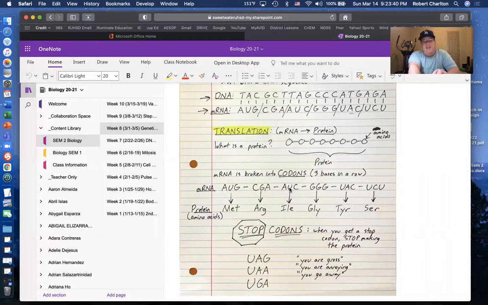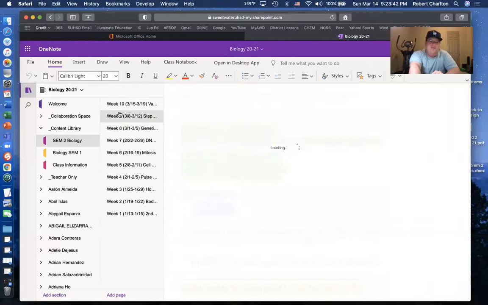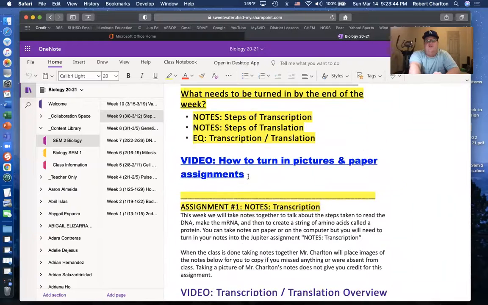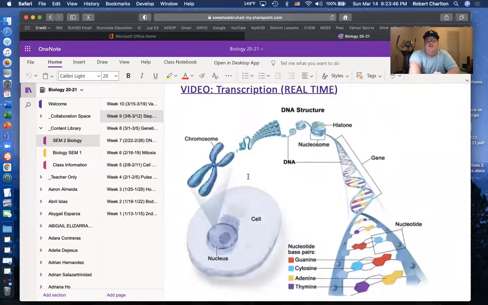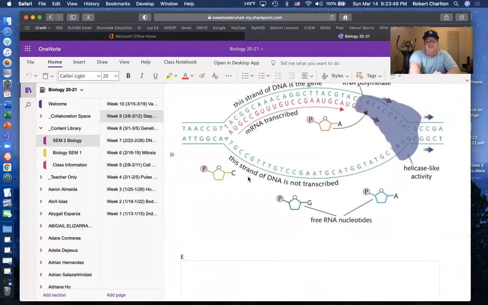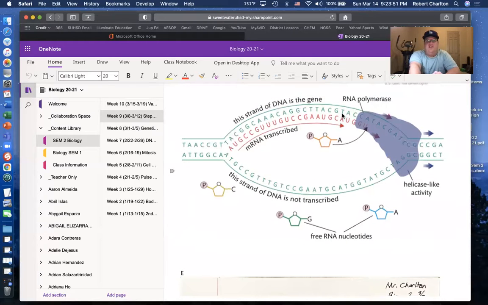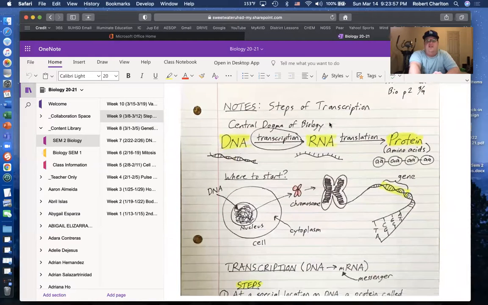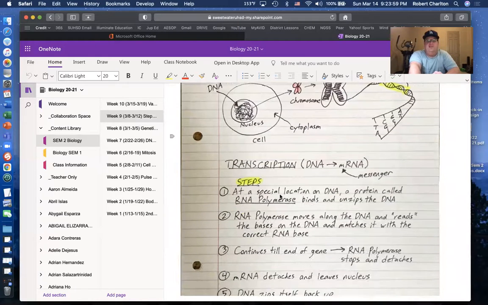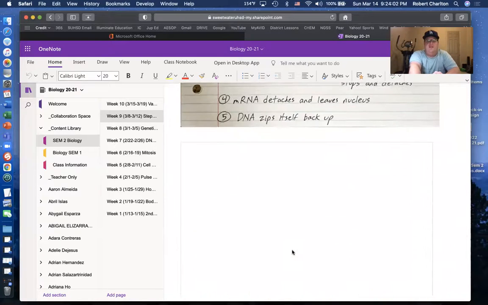Okay, so that's week 8. And then last week's notes were on the steps of transcription, like what does it actually look like? Remember, the DNA opens up, the RNA polymerase comes in, it reads the DNA, it makes an mRNA copy. Okay, that's what we talked about here with the steps of transcription.